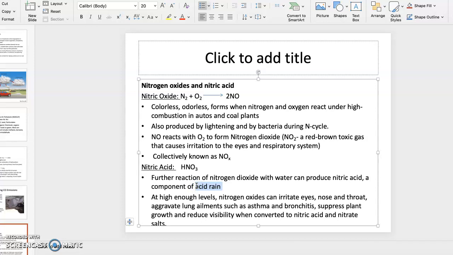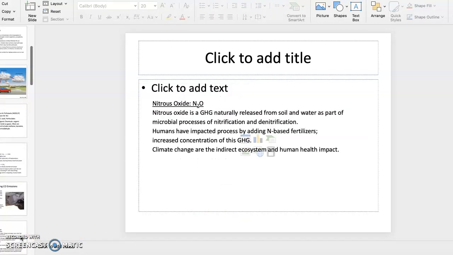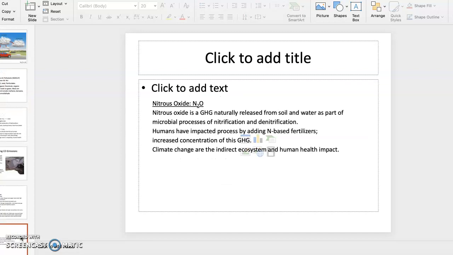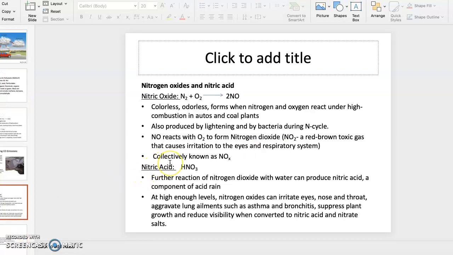And at high levels, nitrogen oxides create issues with your eyes, nose, throat, lungs, asthma, bronchitis. Very big, heavy stuff. So in your booklet, what human activity is responsible for the formation of NOx? That is going to be our cars producing nitrogen in the air, and then coal plants.